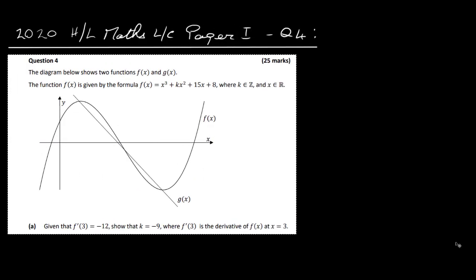Okay, so let's have a look at the Leaving Cert Higher Level Maths paper for 2020, paper 1, question 4. We have this diagram and it shows the functions f of x and g of x. The function f of x is given by this formula here. It's f of x is equal to x cubed plus kx squared plus 15x plus 8. K is an integer, so we're not given k here, and x is real.